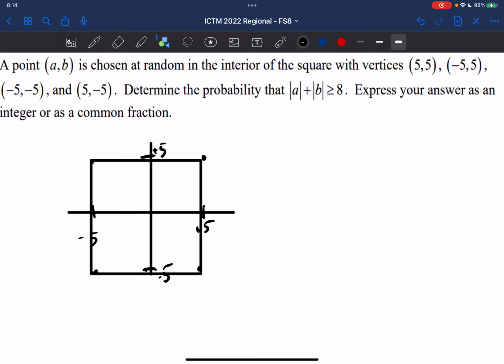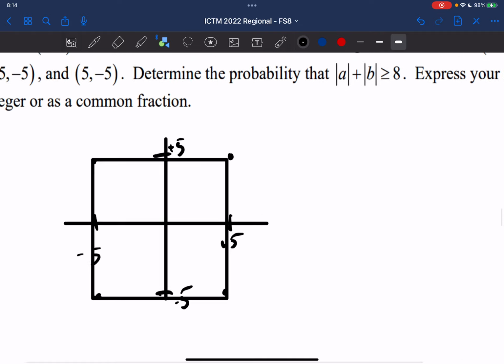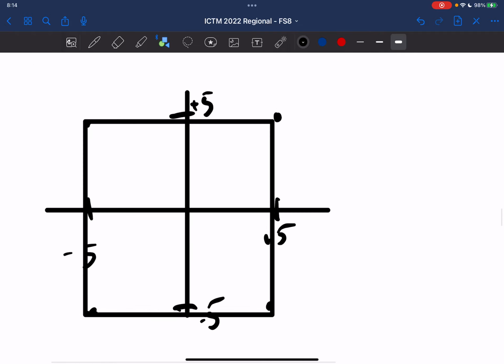There we go. Now, we want to determine the probability that the absolute value of A plus the absolute value of B is greater than or equal to 8. Now, let's consider the endpoints. These endpoints are going to fit. But where on the edges? Will it work here? Well, no, because this point is (0, 5). That's not going to fit this inequality.